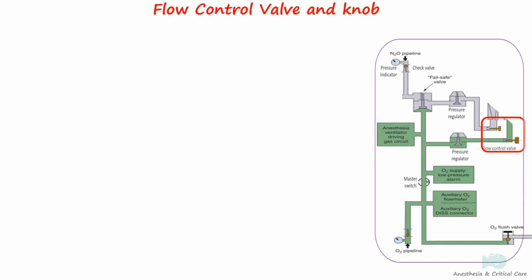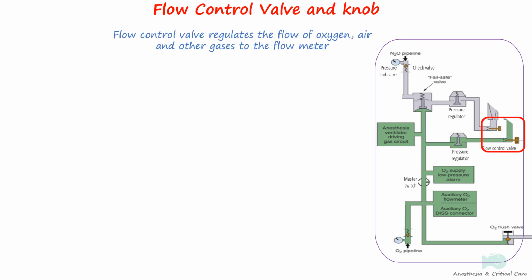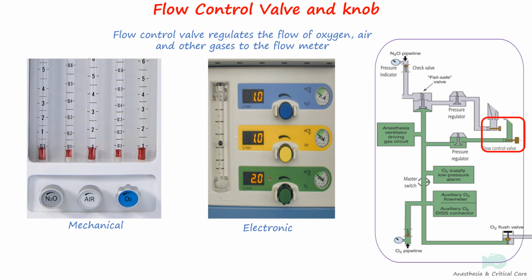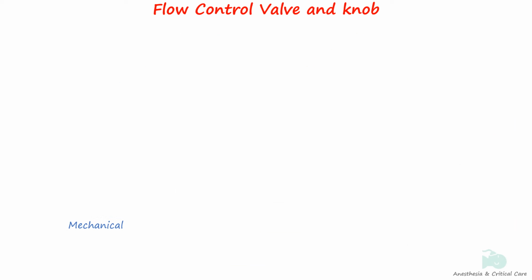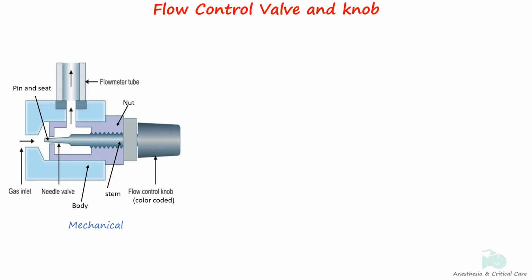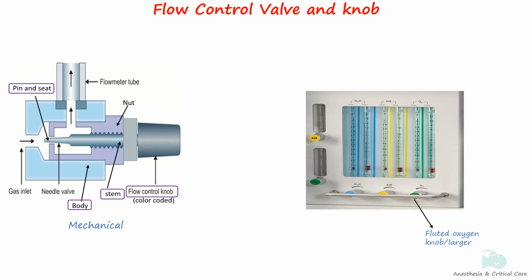The flow control valve regulates the flow of oxygen, air and other gases to the flow meter or indicators. It can either be mechanical or electronic. Current standard requires that there be one flow control for each gas and it must be adjacent to or identifiable with its flow indicator. The mechanical flow control valve consists of a body, stem and seat. The stem is connected to the flow control knob. The oxygen flow control knob is larger and fluted compared to others, which are rounded.